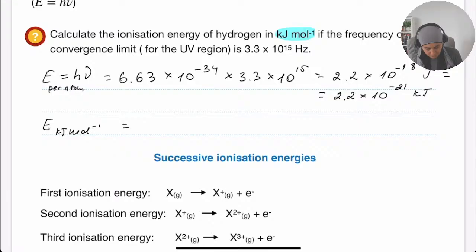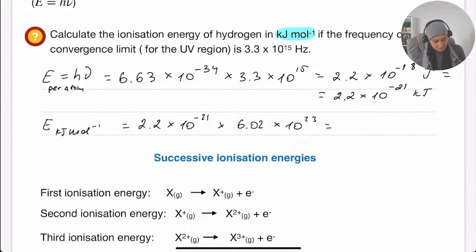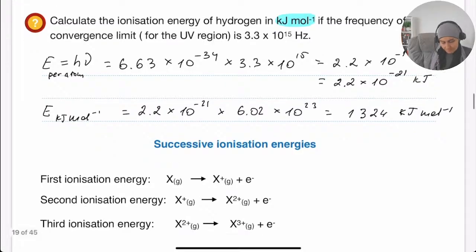So in kilojoules per mole, it would be 2.2 times 10 to the negative 21 times 6.02 times 10 to the 23rd, which is 1,324 kilojoules per mole. If I did it right, yeah, but again, just double check. That's the calculator stuff. Fine, that's kilojoules per mole now.